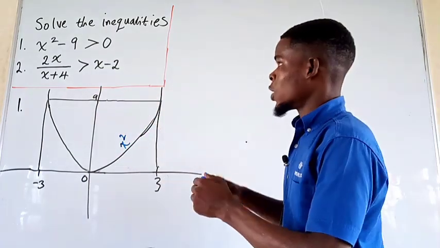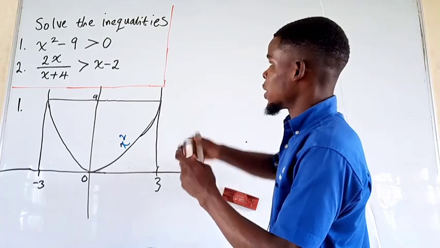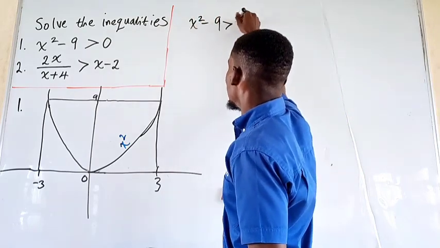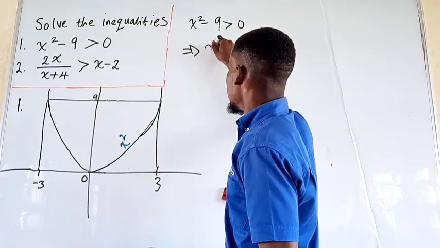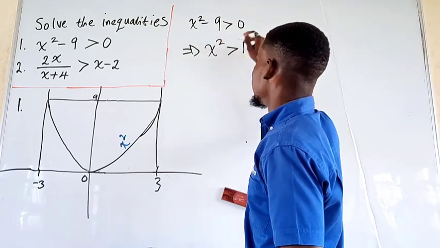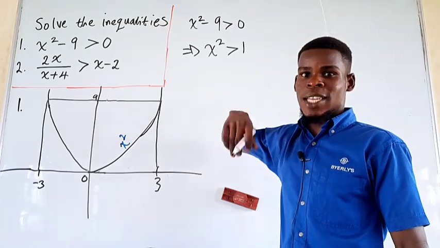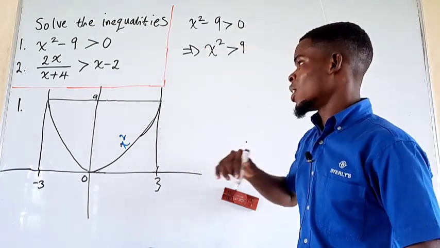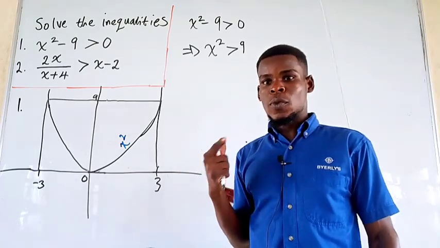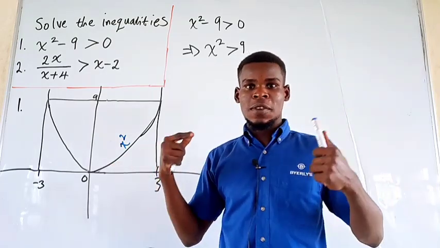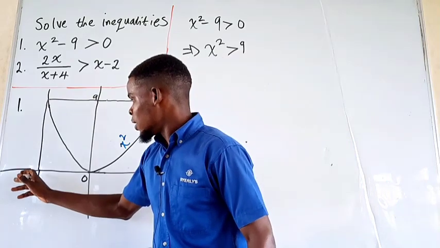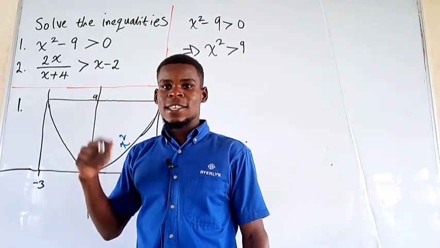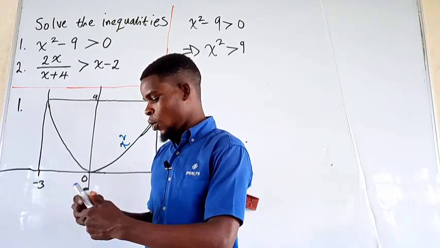You know, from the inequality, when we have that x squared minus 9 is greater than 0, this simply means that x squared will be greater than 9. That is when you add 9 in both sides of the inequality. So that means that x squared should be greater than 9. So which values of x will we take such that when you square them, the result will be greater than 9? So you see that when you square -3, the result is going to be equal to 9. 9 is not greater than 9. So -3 will not be taken.